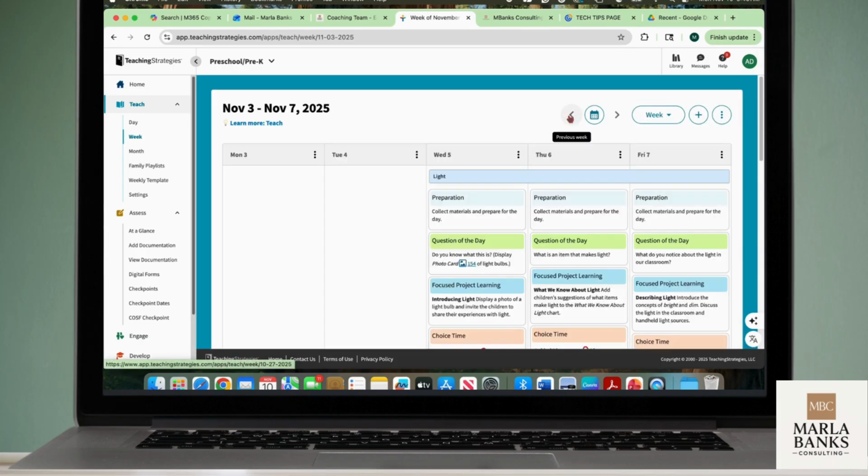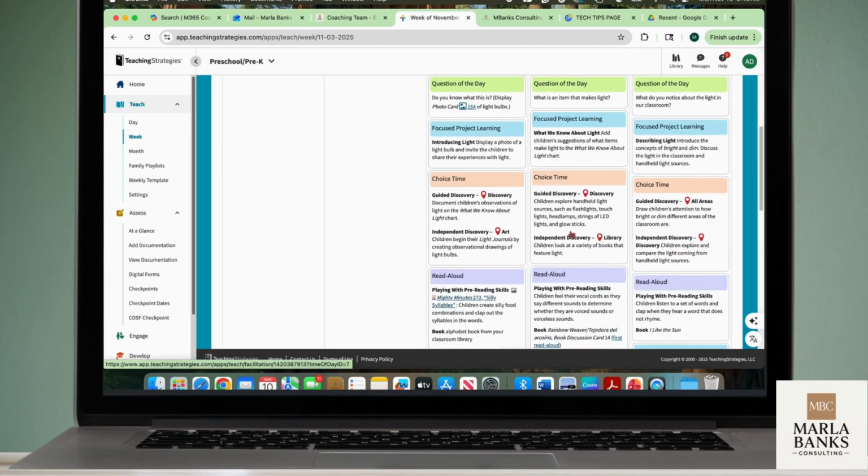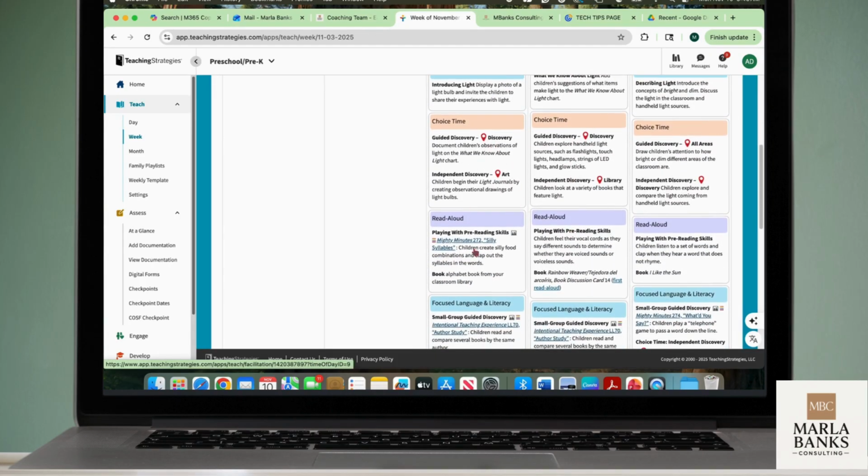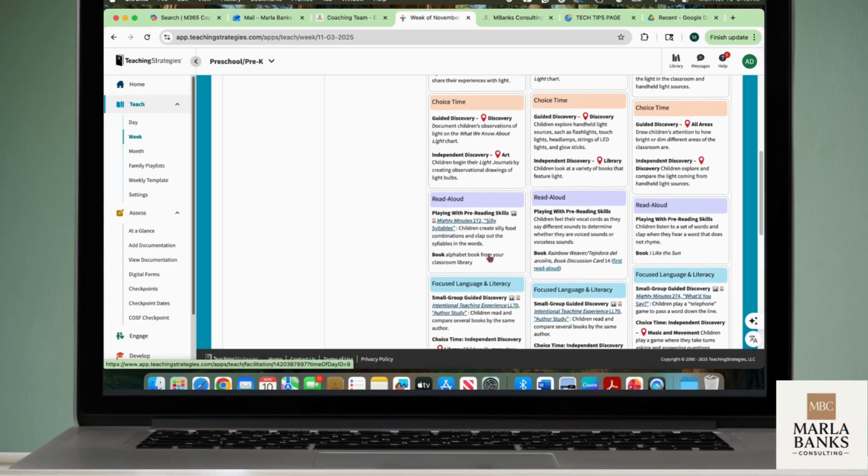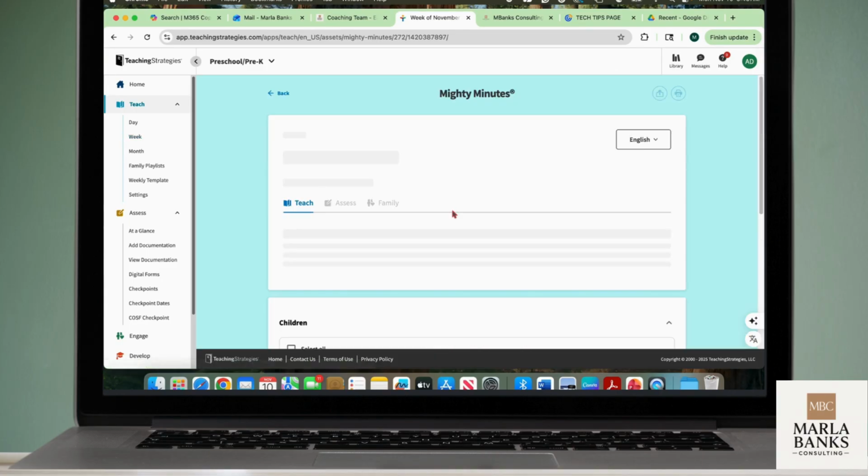Let's say you forgot to level or actually complete documentation on a resource that you used. Guess what? You can simply go back, and when you go to your lesson plan, you can find the Mighty Minute that you did with your kids. Let's select the Mighty Minute hyperlink here.